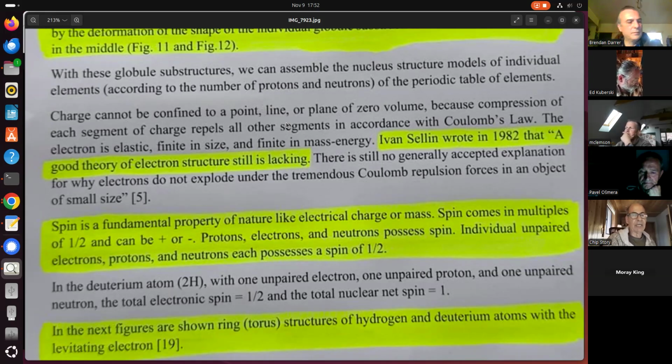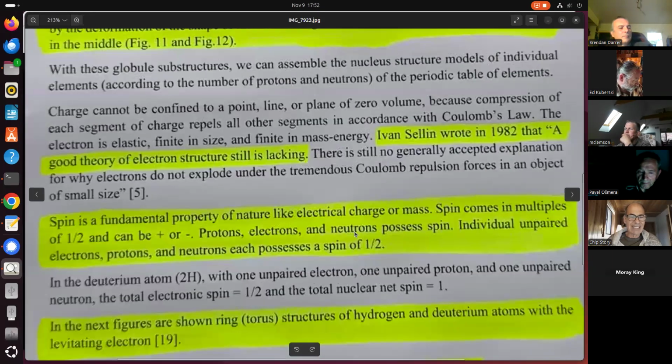Very good. Charge cannot be confined to a point, line, or plane of zero volume because compression of each segment, here we go with the charge segment, because compression of each segment of charge repels all other segments in accordance with Coulomb's law.